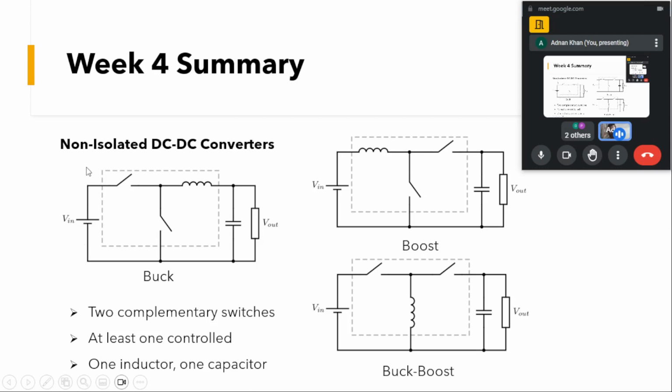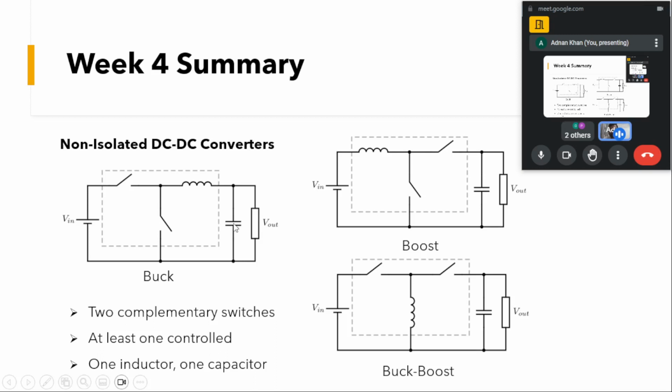Let us say we have a 100-volt input, and what we want is any voltage that is below 100. Let us say we want 50 volts. We'll use this buck topology for step down operation.